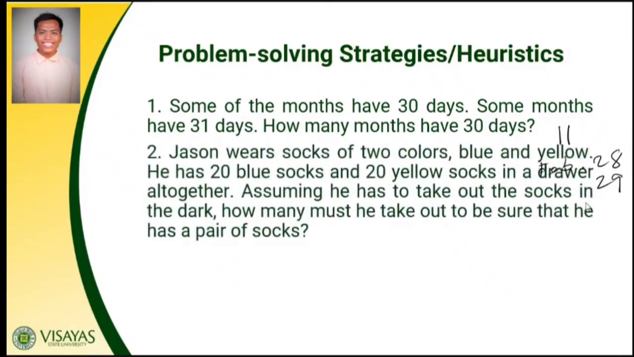Jason wears socks of 2 colors, blue and yellow. He has 20 blue socks and 20 yellow socks in a drawer. Assuming he has to take out the socks in the dark, with no light, how many must he take out to be sure that he has a pair of socks?